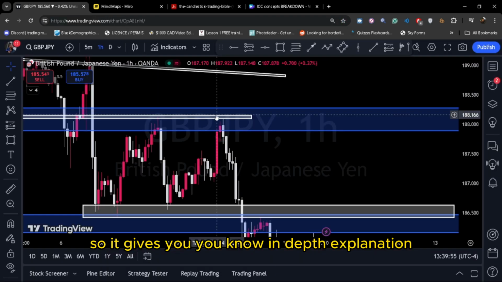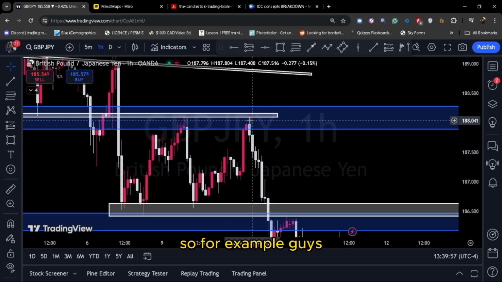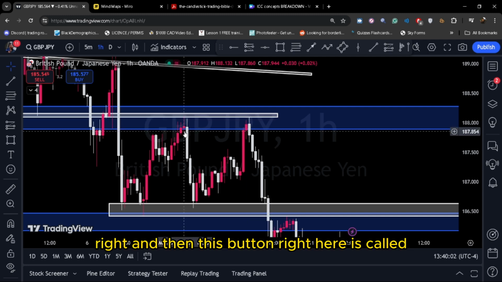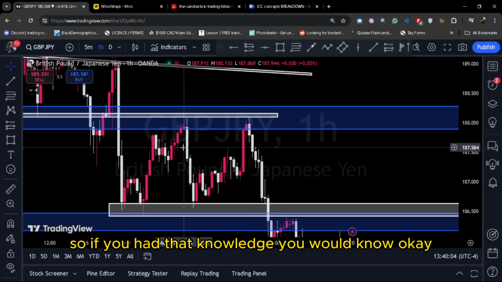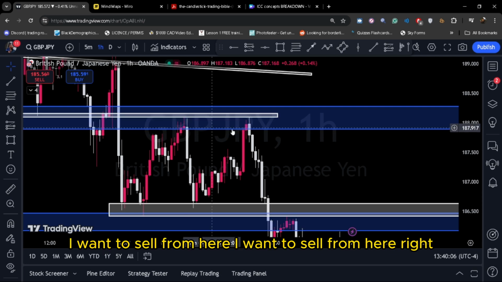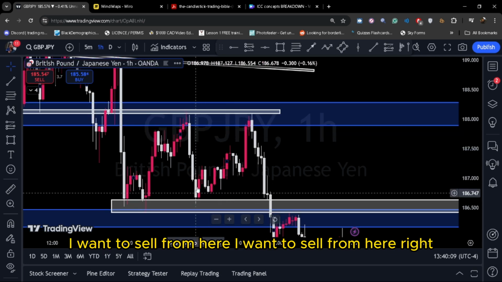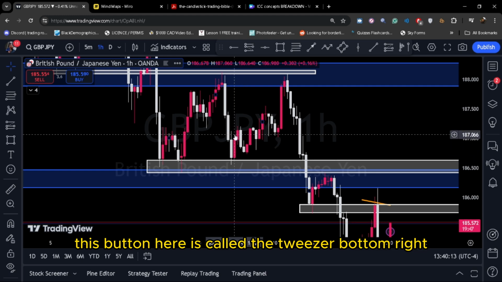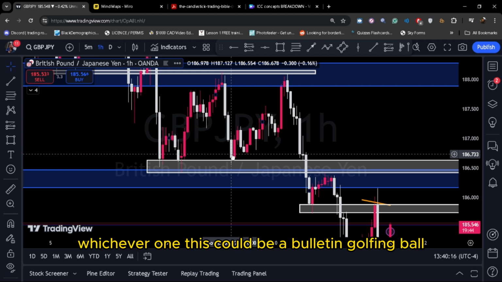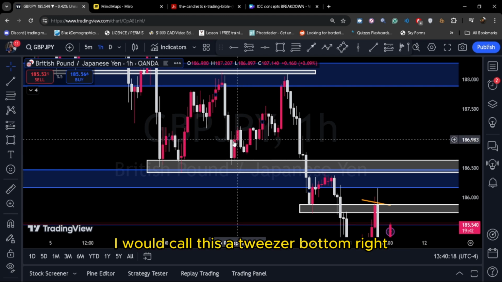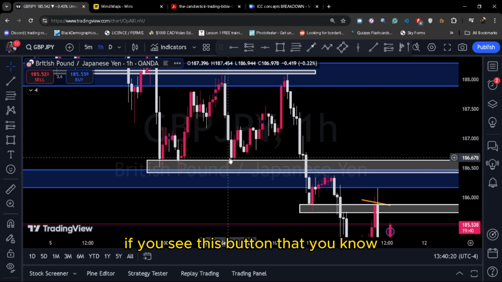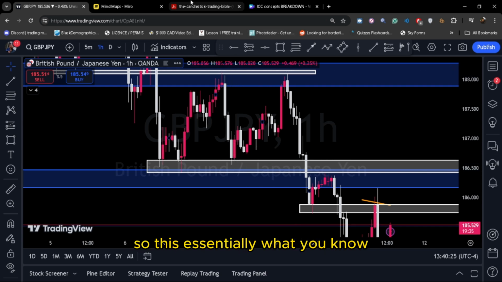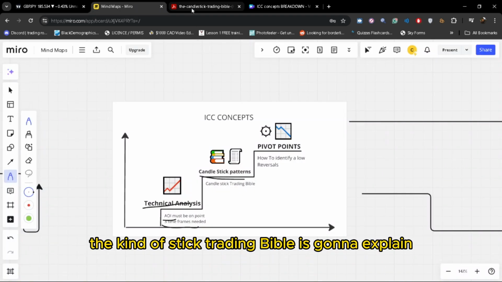So it gives you in-depth explanation. For example, guys, this pattern right here is called the bearish engulfing, and this pattern right here is called the shooting star. If you had that knowledge, you would know, okay, I want to sell from here, I want to sell from here. For example, this pattern here is called the tweezer bottom. Or you could call this a bullish engulfing, whichever one. This could be a bullish engulfing, but I would call this a tweezer bottom. And as you can see, if you see this pattern, you know you're looking to buy, and then price just goes up there. So that's essentially what the Candlestick Trading Bible is going to explain.